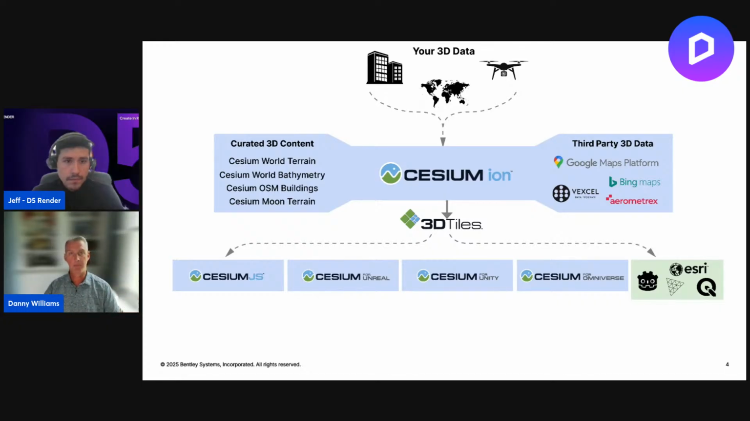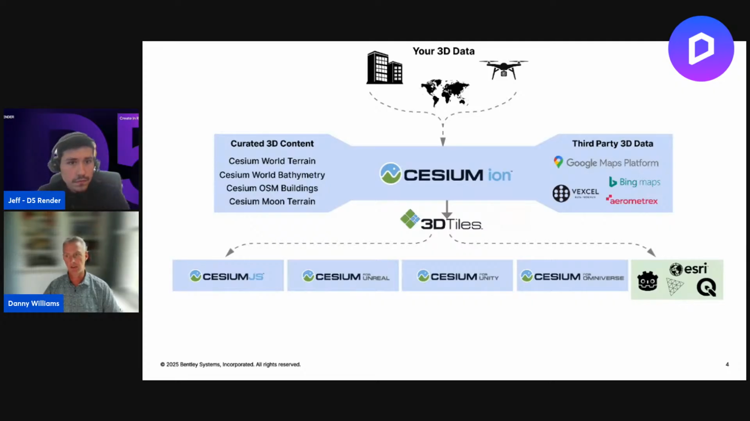And then, of course, we've got people in our community that are also building their own applications that can ingest 3D tiles. There's a number of different examples of companies that have done that. Because it's an open standard, more and more end users are asking for that support. So even people like Esri are starting to build support for 3D tiles.